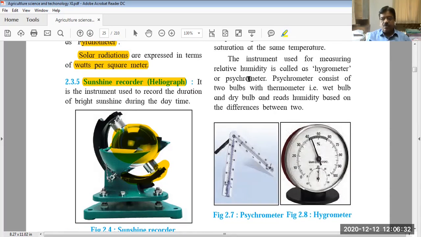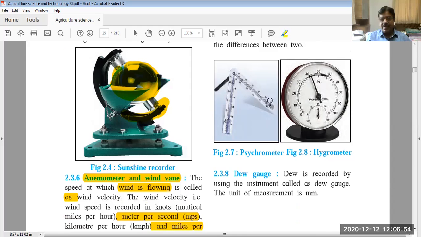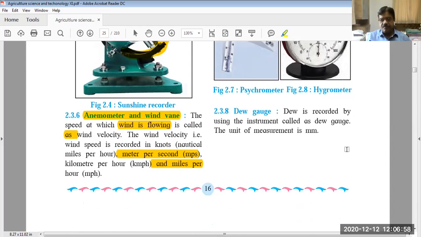Along with this instrument, we have another instrument. This is called the wind vane. This is the anemometer. This is the wind vane. In this anemometer, there is an indicator that shows the speed of wind, but the wind vane shows the direction of the wind, north, south, west, or east, whatever may be the direction. So these are used to record wind speed and wind direction.